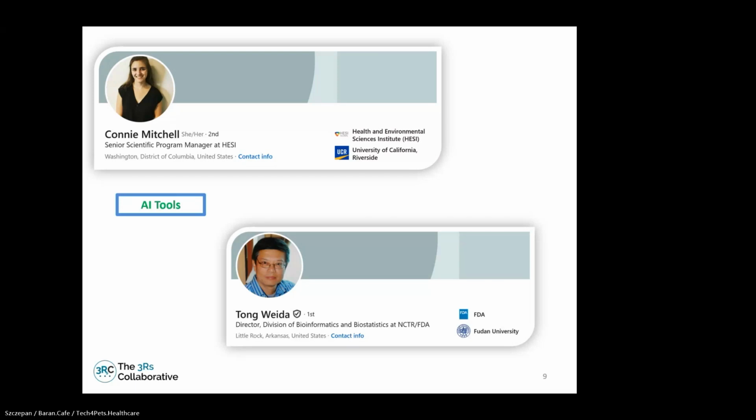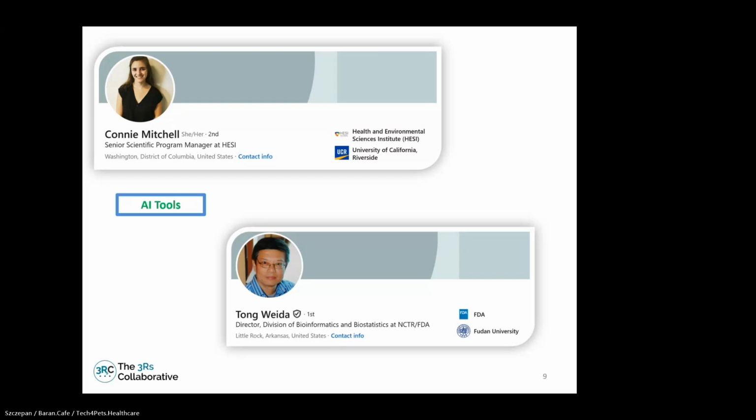All right, my name is Wei Tong. I'm from FDA's National Center for Toxicological Research, and I'm a division director here for bioinformatics and biostatistics. As our division's name indicates, we are totally an in silico division, and we're mainly focused on conducting computational work to support FDA regulatory applications.